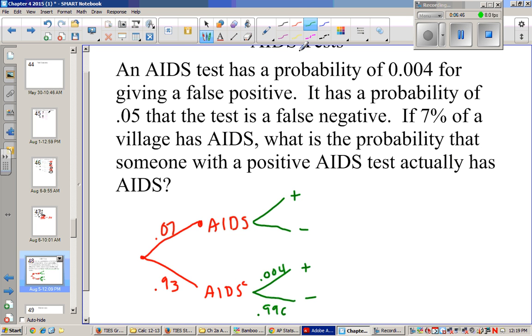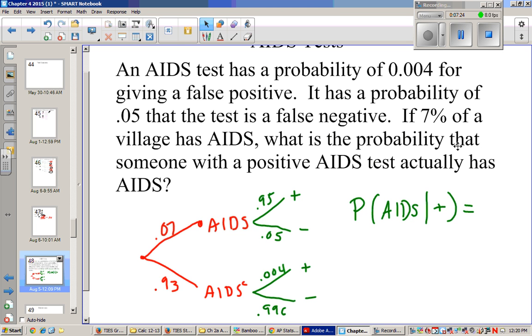Now, the false negative is another issue. So if you have AIDS, but it says you don't, that would be 0.05. And so 95% of the people that have AIDS, the test comes out positive. So then it says, what is the probability that someone with a positive AIDS test actually has AIDS? So we want to find the probability that they actually have AIDS, given the fact that their test is positive. Whew.